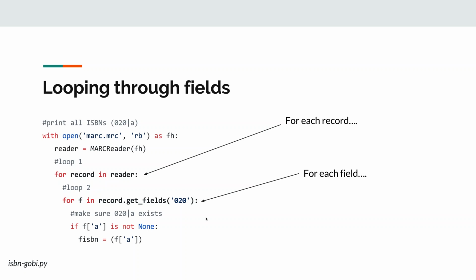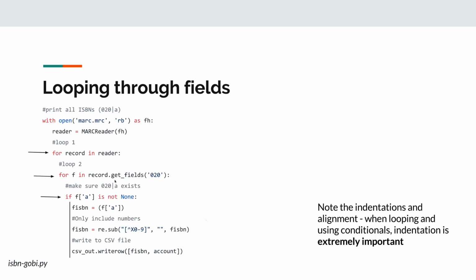I do also want to make sure to note that with all of these conditionals and loops, the indentation is extremely important. This is basically how Python knows what actions to take under each condition within each loop. So I've not only indented my second loop, because I want it to occur for each record and for each field. And then I've got my conditional here indented as well, so that I know that it's going to occur for each field that I find.